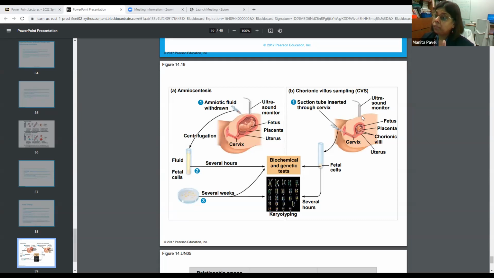Why is the chorionic villus sampling technique much more advantageous? This is a tube. In a tube, you're going to get higher concentrations of cells, more concentration. In a syringe, fewer cells. So this is more advantageous, carried out as early in pregnancy. And thirdly, because after several hours, karyotyping can be carried out. You're not waiting for several weeks when the damage has been done.